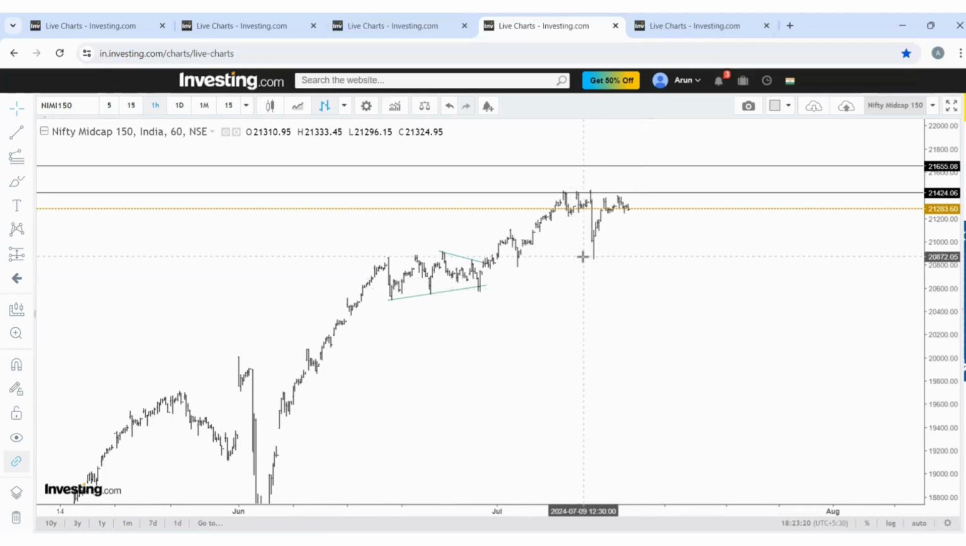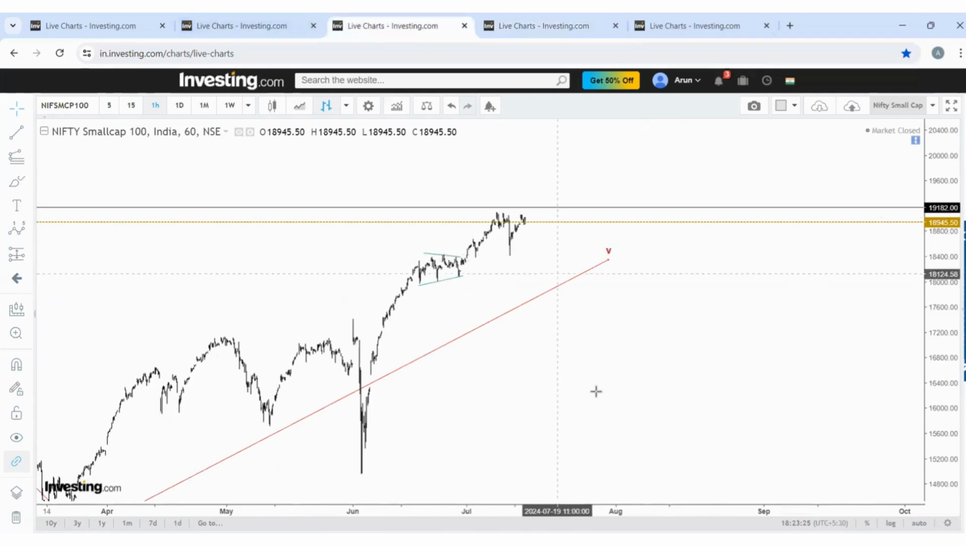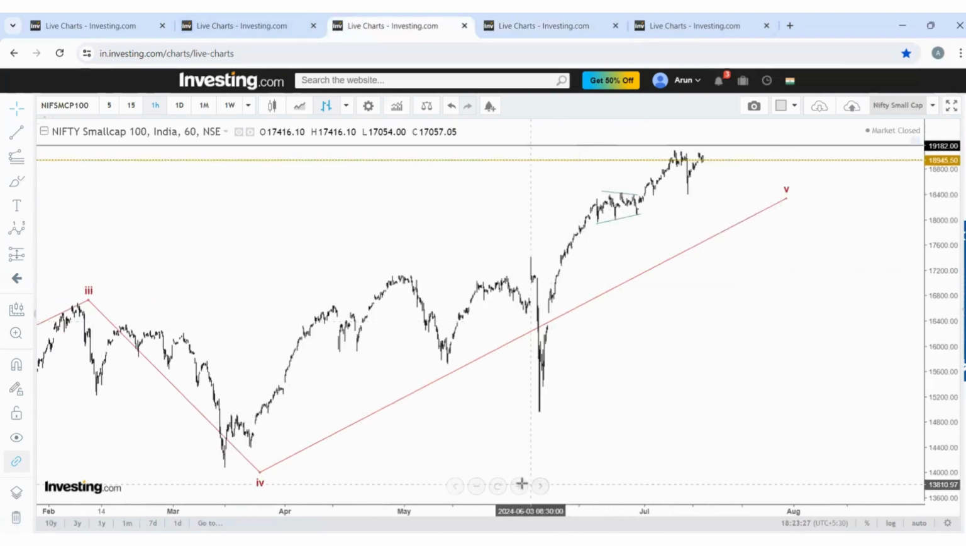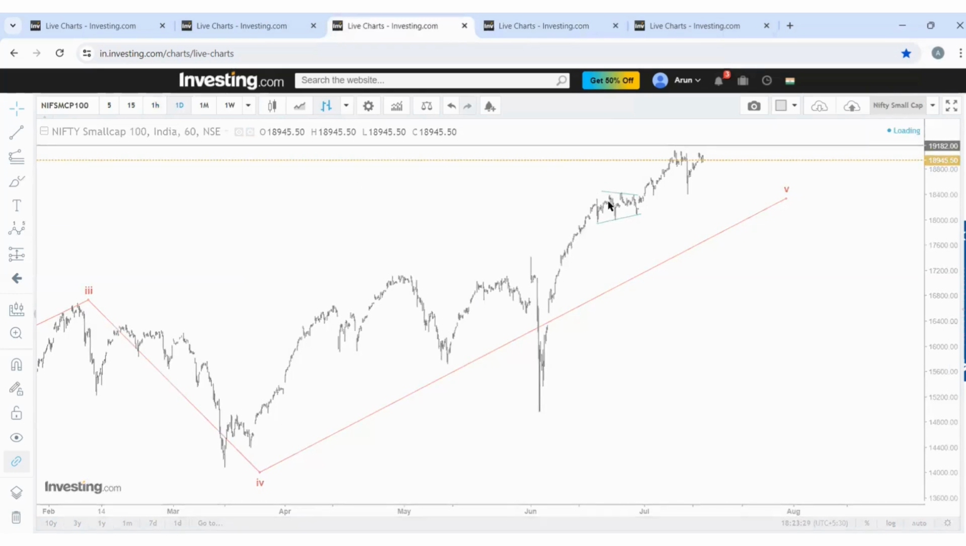Here I cannot find a clear impulse. See, this is small cap 100. This is the daily chart. I will show that.